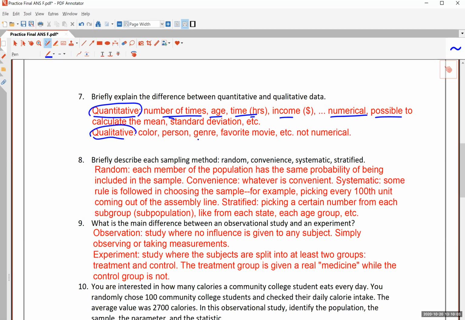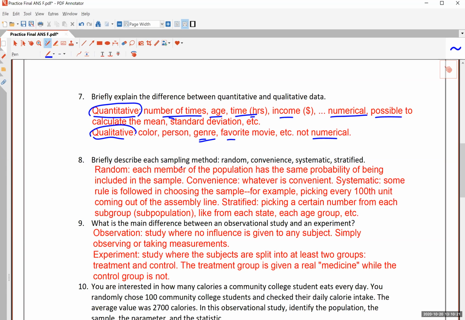Qualitative, on the other hand, is not something that you can manipulate by mathematical calculations, such as colors, person, gender, genre, favorite movies, etc. Okay, these are not numerical, and it does not make sense to add up a bunch of genres and divide them by the number of genres to find the average genre. Okay, so that would be qualitative.